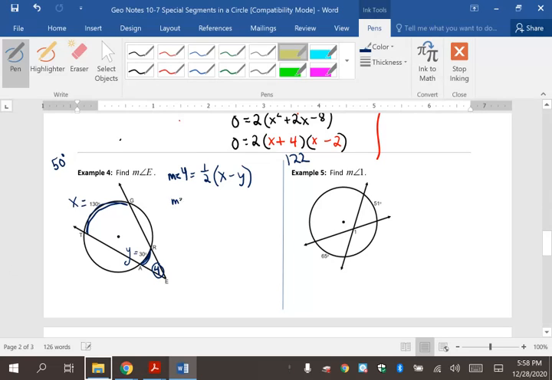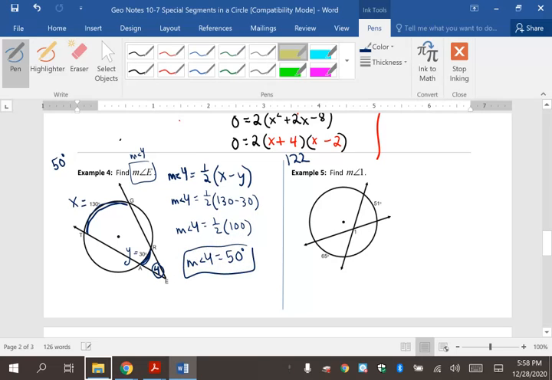So measure of angle 4, which is what we want to find, is 1/2 times 130 minus 30. So measure of angle 4 equals 1/2 times 100. So measure of angle 4 is indeed 50 degrees. Another one, we want to find the measure of angle 1.